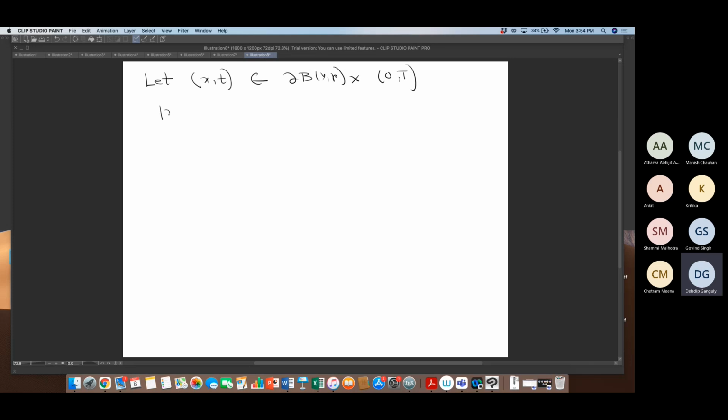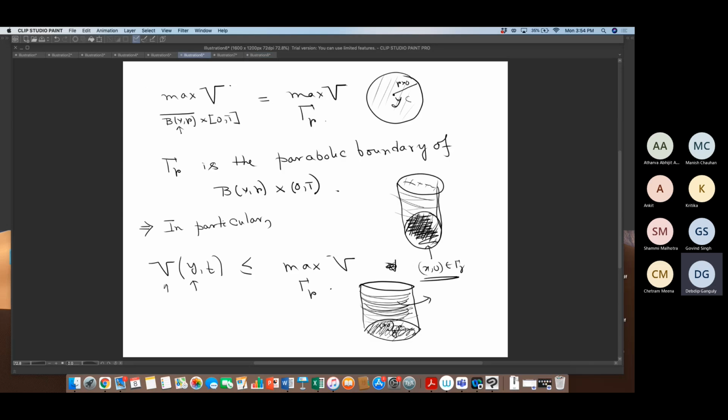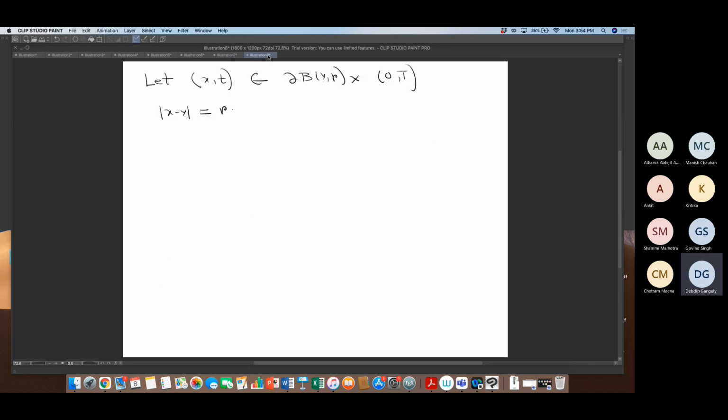So what is the distance between x and y? Can anyone tell me? What is the modulus of x minus y? R. Yes, |x minus y| is r, because it is on the boundary of the ball. You just see the picture here: y is here, x is here, and the distance from y to x is r. Then what is V(x, t)? V(x, t) is u(x, t) minus mu over (t plus epsilon) to the power n by 2, times e to the power minus |x minus y| squared by 4(t plus epsilon).